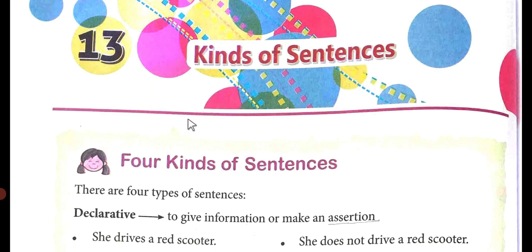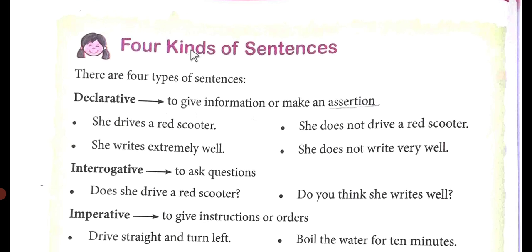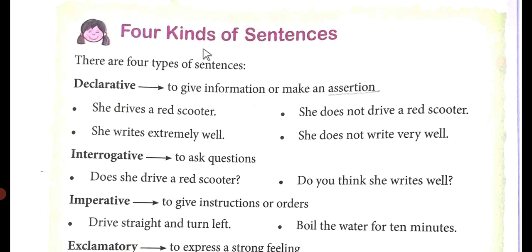So there are four kinds of sentences. First is declarative sentences, which give information or make an assertion. That means declarative sentences make a statement or some kind of observation or assertion.